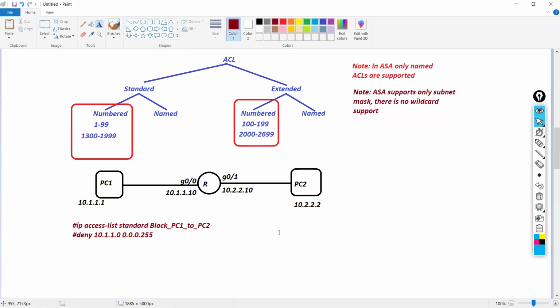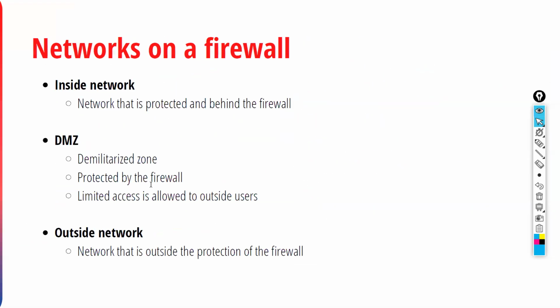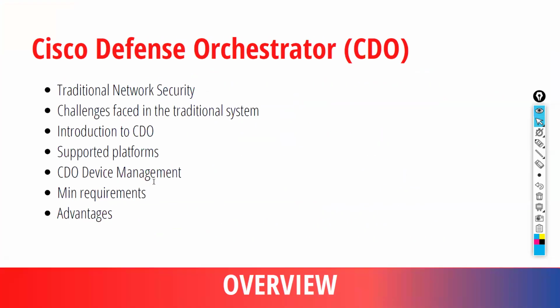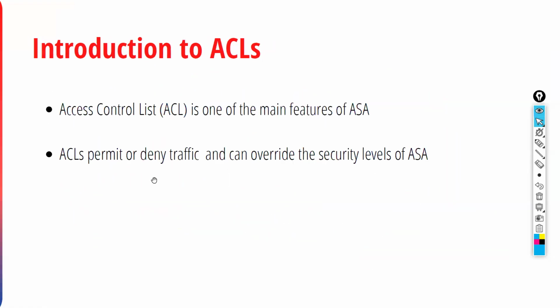All right. So now what we are going to do, we are going to try to filter out some traffic. Okay, so let me bring up the lab. And before that, let's see if there is something available here. CLI video, introduction to access list. So access list is one of the main features of your ASA. And ACLs, they will permit or deny traffic and can override the security levels of ASA.